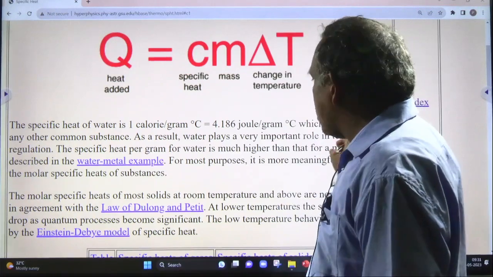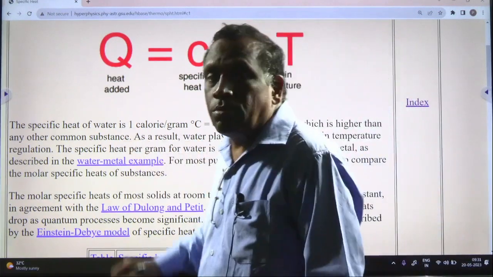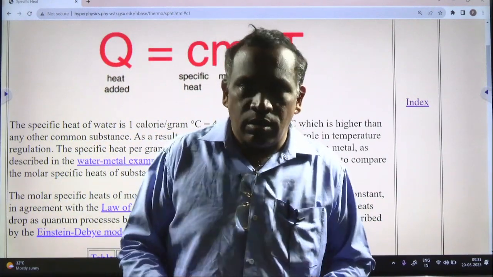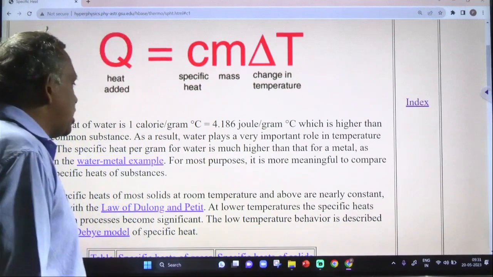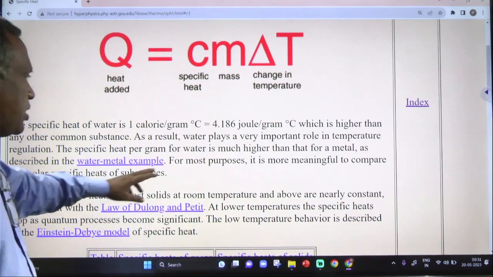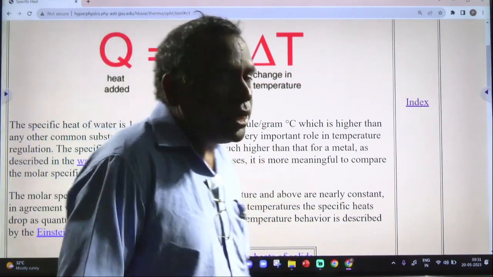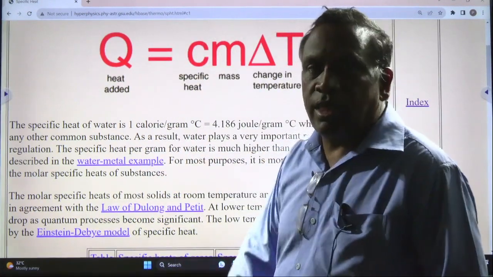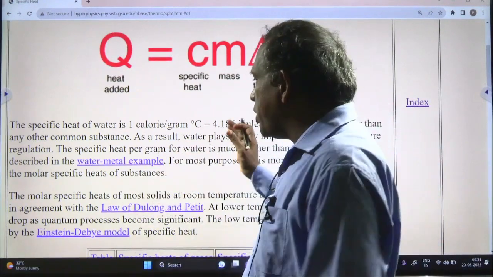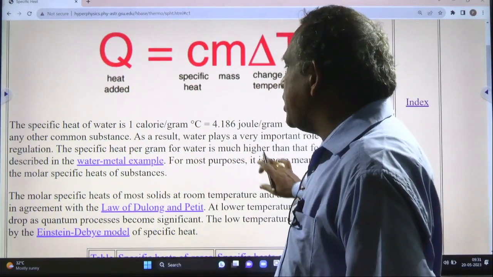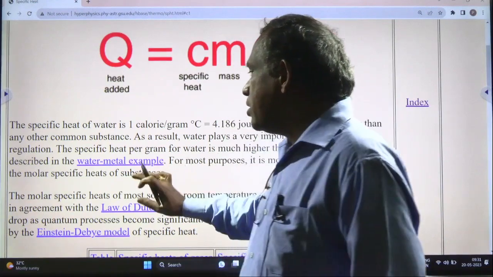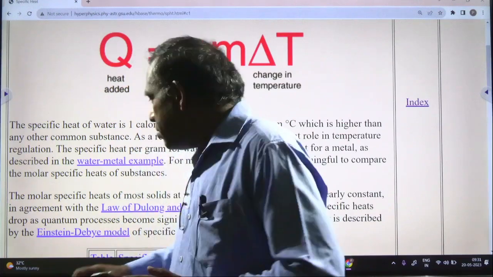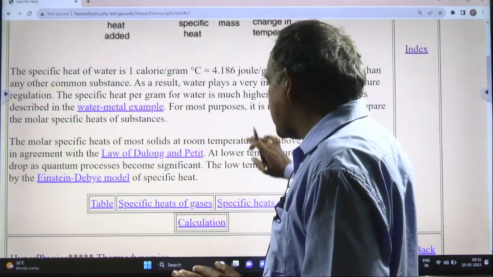The specific heat of water is higher than any other common substance. That you should understand. As a result, water plays a very important role in temperature regulation. The specific heat per gram of water is much higher compared to any other metals. Other metals' specific heats we'll discuss later.